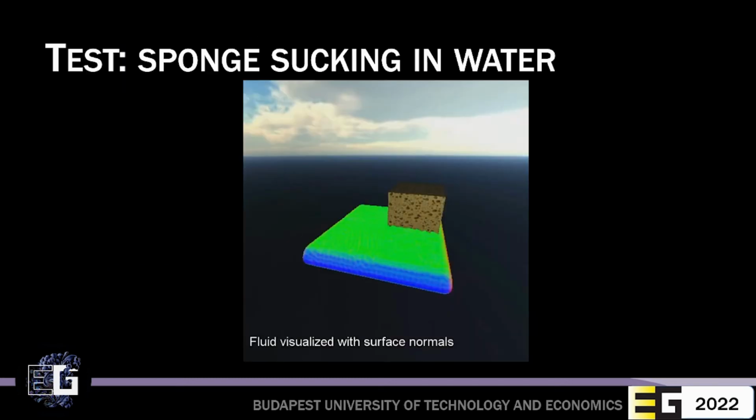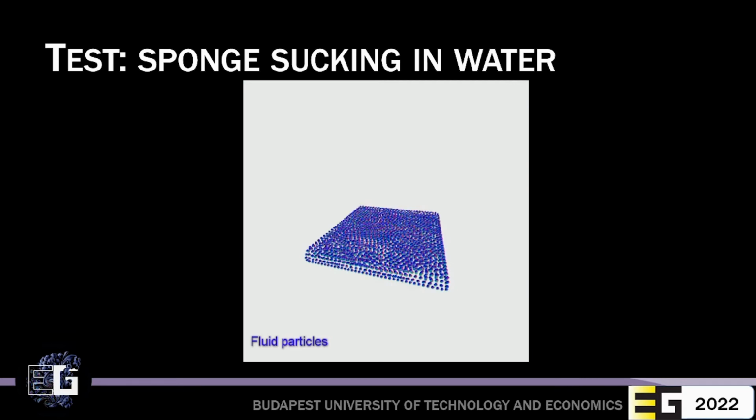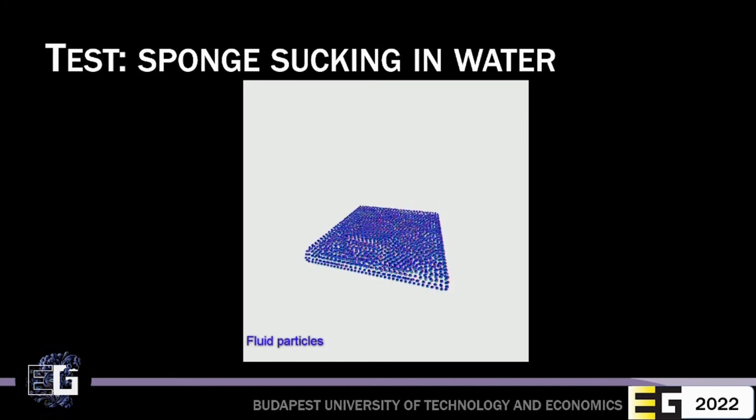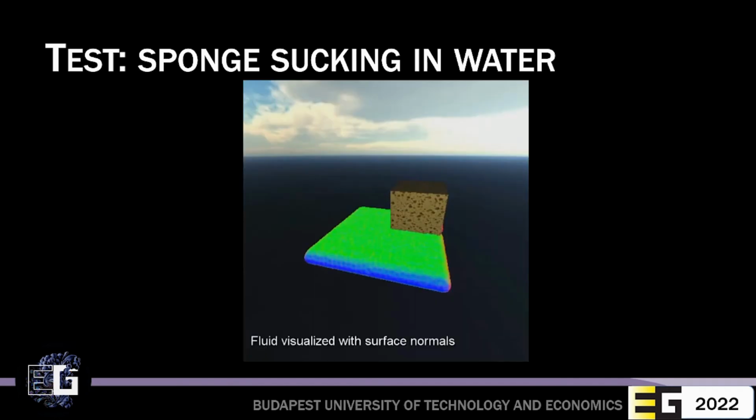Illustrating this coupling, let me show you a test scenario. I will do so for later coupling as well. This one shows the ability of the porous medium to pull in liquid due to pore pressure. This video shows the fluid visualized with surface normals and the sponge standing in the fluid. Fluid particles and sponge nodes, in other words control nodes, also can be seen in the video. The sponge starts to absorb fluid particles. How high the water rises depends on the strength of the porosity of the material.